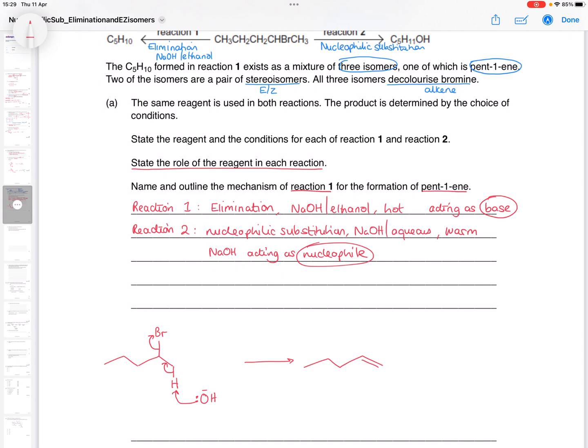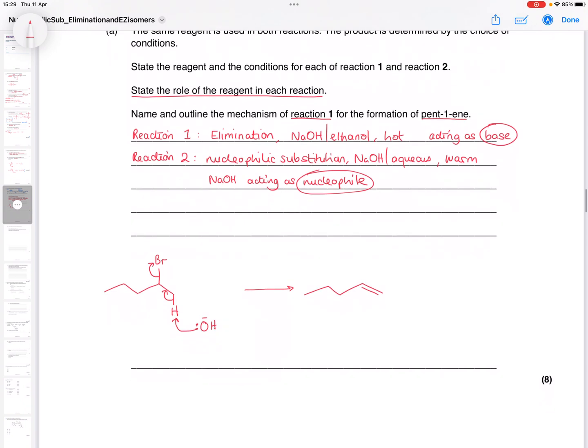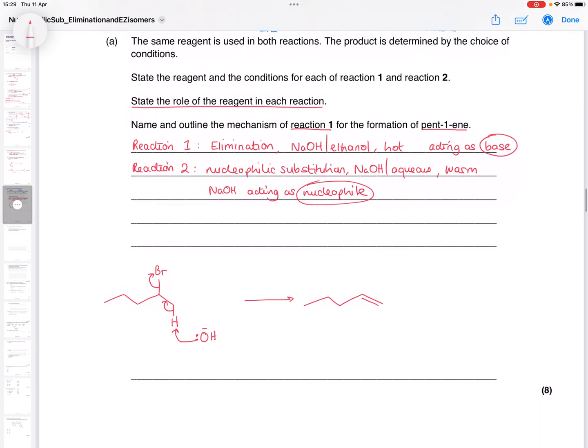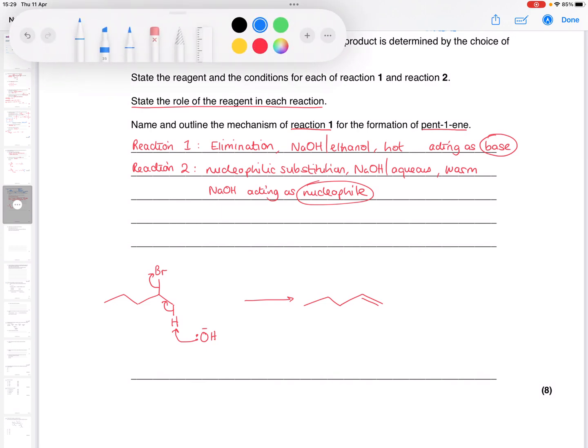And there's our pent-1-ene. Go back to the question, just make sure we've answered all parts of it. Always worth doing. Reagents and conditions for each of reaction 1 and 2.